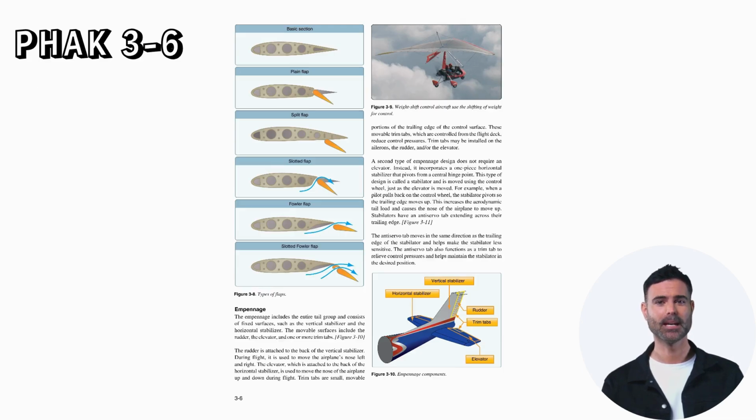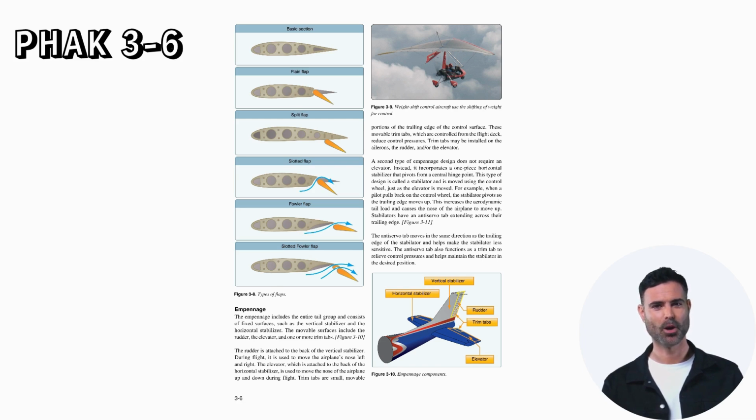www.faa.gov. Empennage. The empennage includes the entire tail group and consists of fixed surfaces such as the vertical stabilizer and the horizontal stabilizer. The movable surfaces include the rudder, the elevator, and one or more trim tabs. The rudder is attached to the back of the vertical stabilizer. During flight, it is used to move the airplane's nose left and right. The elevator, which is attached to the back of the horizontal stabilizer, is used to move the nose of the airplane up and down during flight.